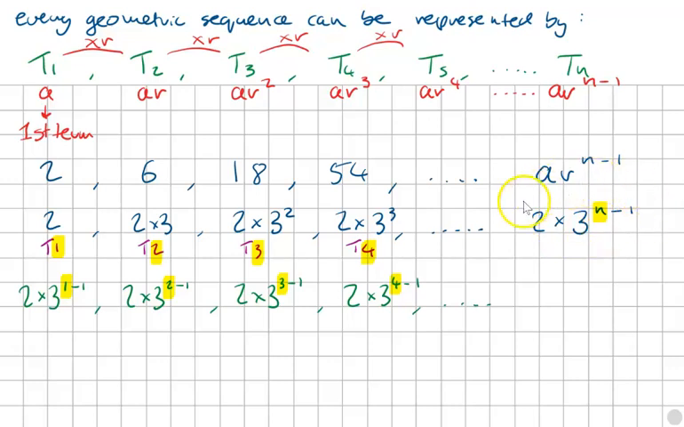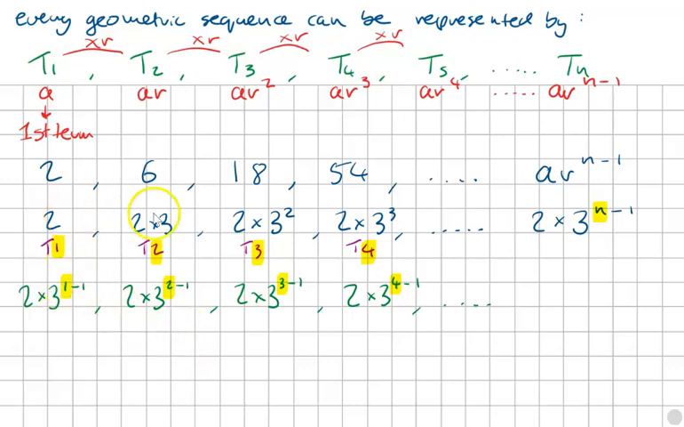So if we take this to be our nth term formula, 2 times 3 to the power of n minus 1, and we replace n with 1 to get term 1, we get 2 times 3 to the power of 1 minus 1. We do the same for term 2. We replace that n with 2. So we have 2 times 3 to the power of 2 minus 1. And we do the same with term 3. We replace that n with 3. So we get 2 times 3 to the power of 3 minus 1. And we do the same for term 4. We replace that n with 4. So we get 2 times 3 to the power of 4 minus 1.